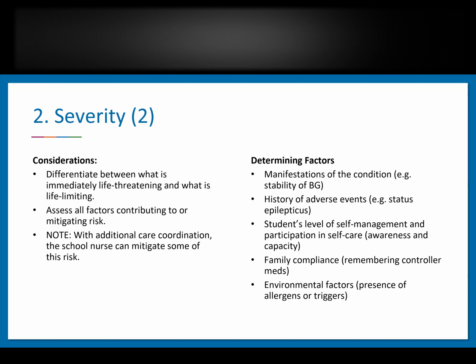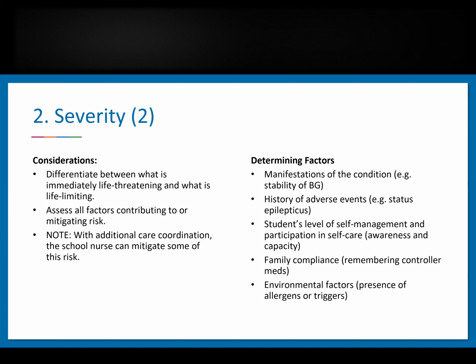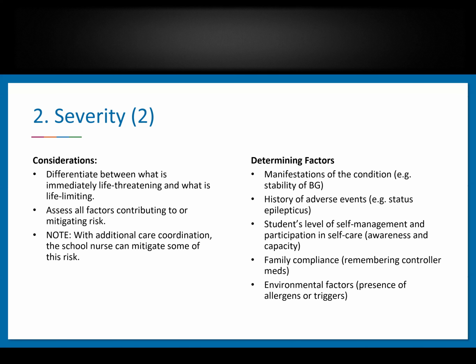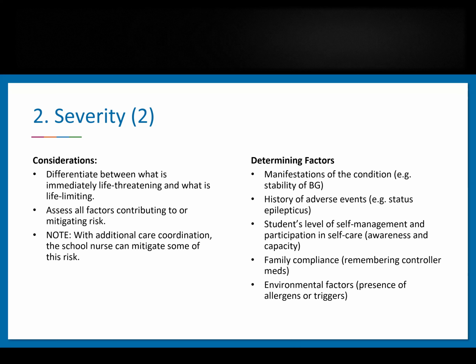Next, consider the data to inform your decision about the student's relative risk for life-threatening events. What are the manifestations of the condition? Is blood glucose stable? Are there breakthrough seizures? Is there a history of severe adverse events such as status epilepticus or hospitalizations for DKA? What is the student's level of self-management and participation in self-care, including awareness of the condition and capacity to support positive outcomes by managing their condition?